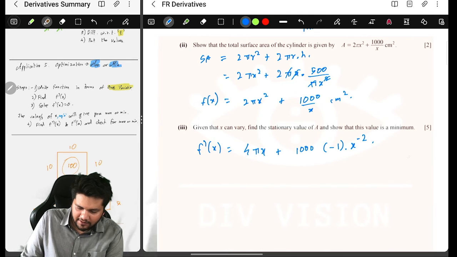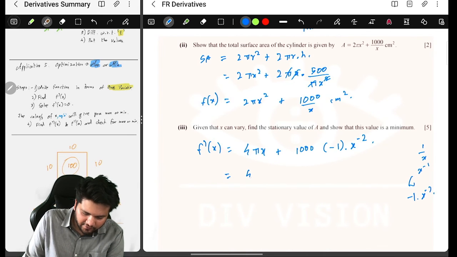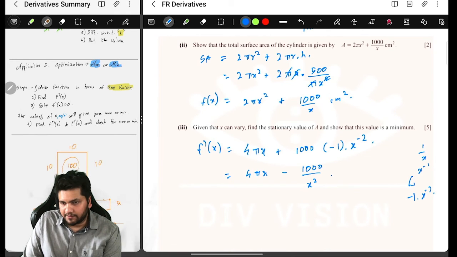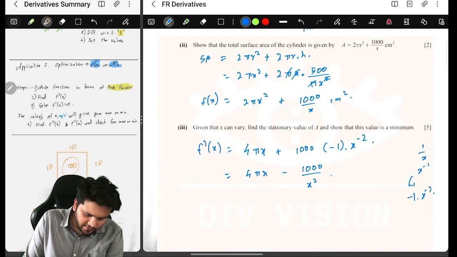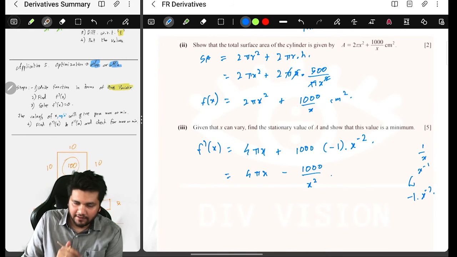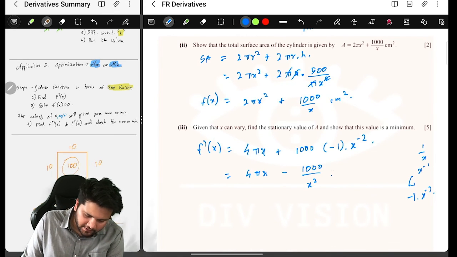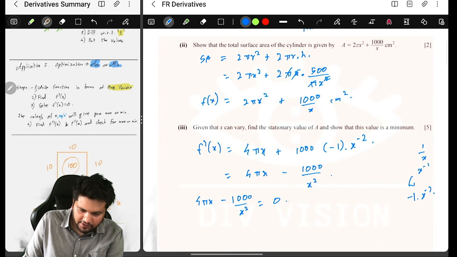I hope you got it. If I'm finding the derivative of 1 by x, that is x to the power of minus 1, which is nothing but minus 1 into x to the power of minus 2. So that way I have done. So this is nothing but 4 pi x minus 1000 by x square. That's going to be my derivative. Now the thing is, we want a stationary value. That means maximum, minimum, that kind of stuff. So we'll just equate it to 0 to find out the value of x for which it's going to be minimum. So we'll get 4 pi x minus 1000 by x square is equal to 0.